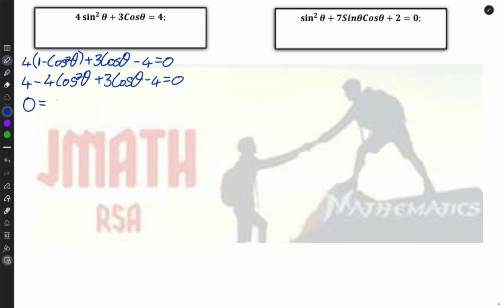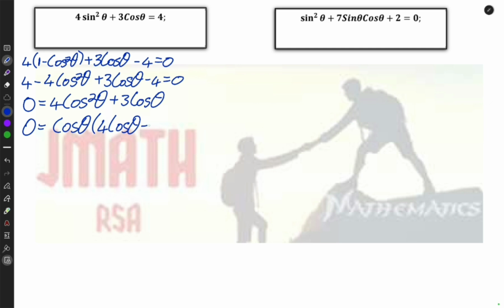And I'm going to move everything else to the right. So I can then say this is going to be 4 cos squared theta plus 3 cos theta. At this stage, I'm going to have to factorize. This is luckily just a common factor. So I'm just going to say 0 is equal to cos theta, and then what's left over is 4 cos theta plus 3. Okay, so now I need a general solution with both of those. So this question is going to have 4 answers.